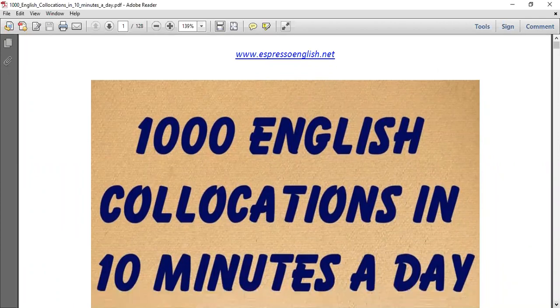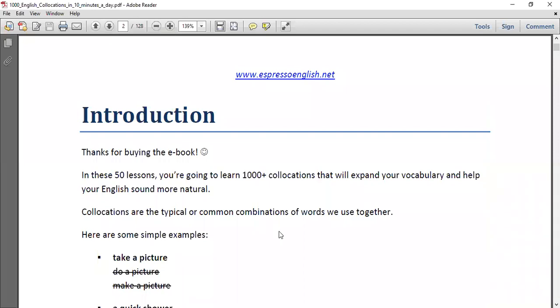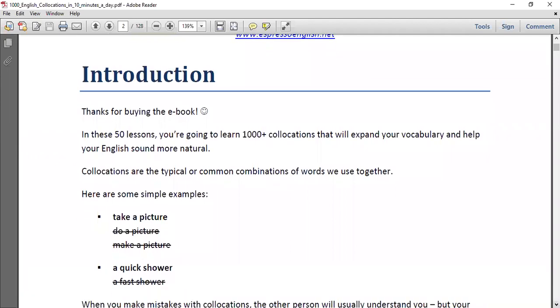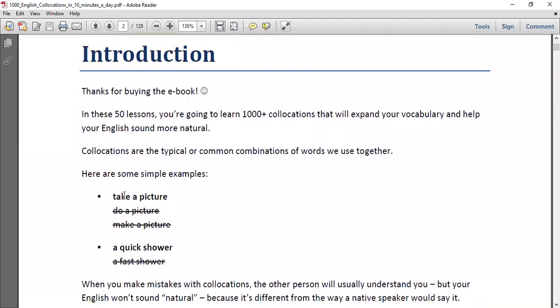Today we are going to do collocations. Collocations are the typical or common combinations of words we use together. Here are some simple examples. As you can see here, we take a picture. We don't do a picture or make a picture. We take a picture. Okay, we don't do or make.